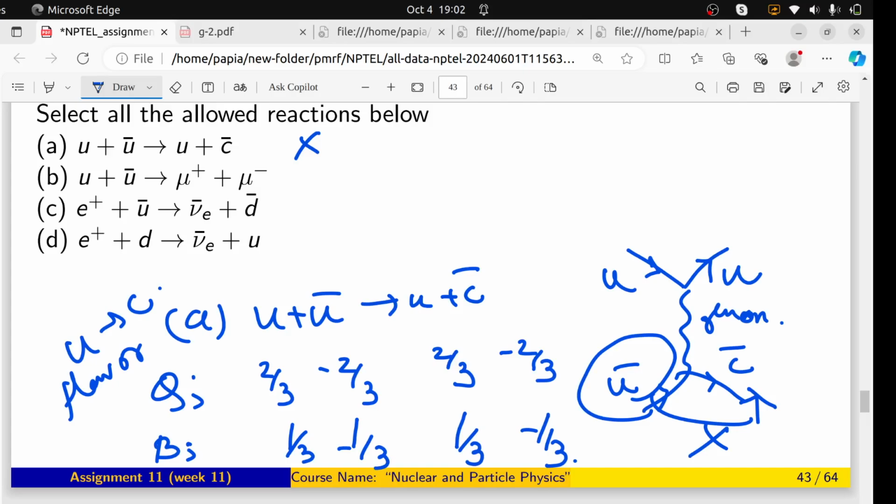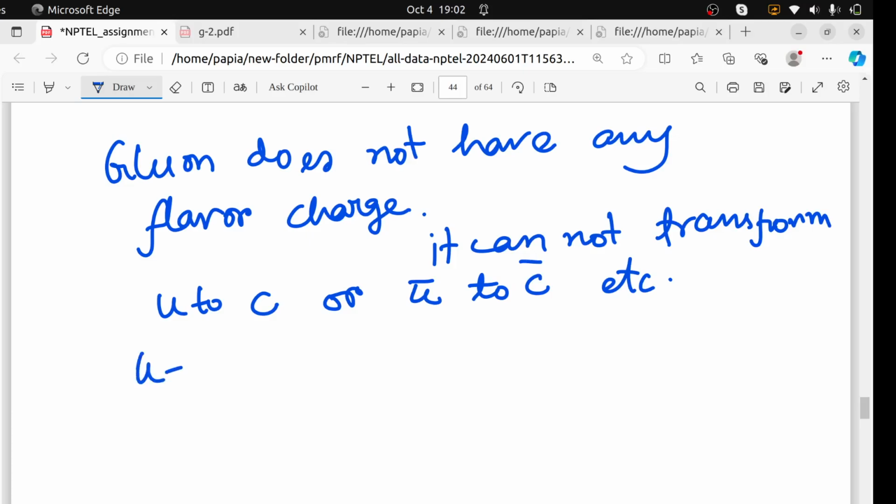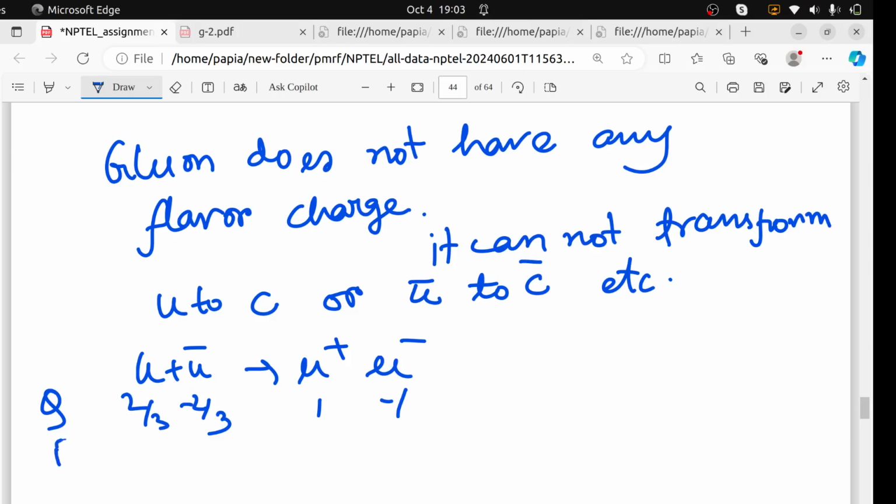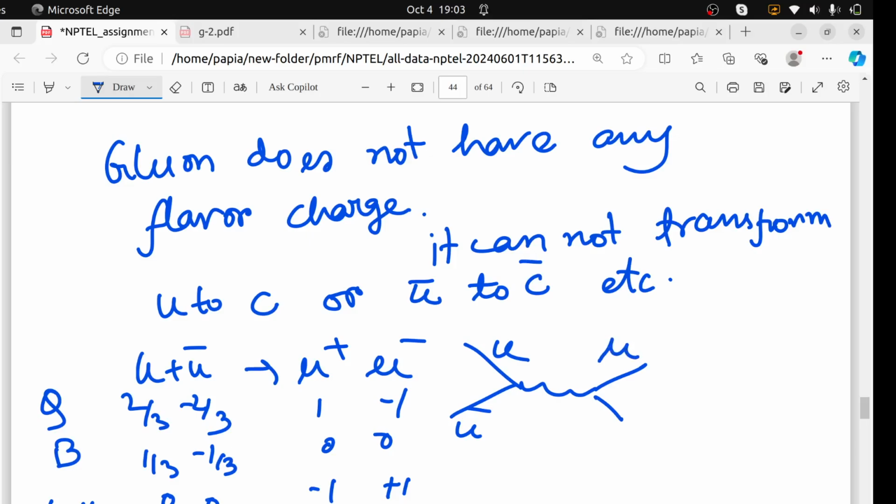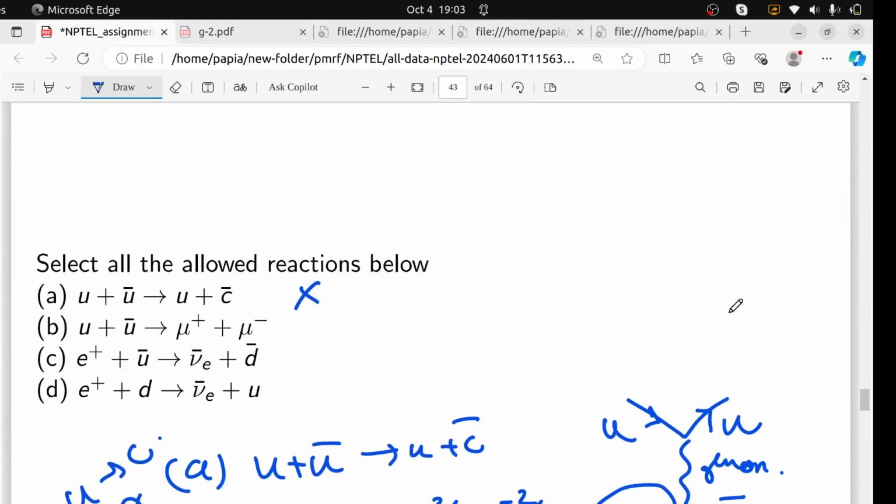Now coming to U plus U bar going to mu plus mu minus. See here, charge: 2 by 3 minus 2 by 3, 1 minus 1. Baryon: 1 by 3 minus 1 by 3, 0, 0. Lepton: 0, 0, minus 1 plus 1. All the things are fine. And for the Feynman diagram, I can see U U bar going to mu plus mu minus through Z or gamma, whatever. That is also fine. So we can say that this reaction can happen.